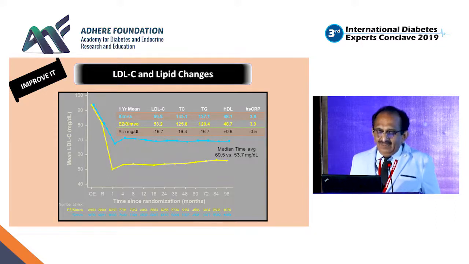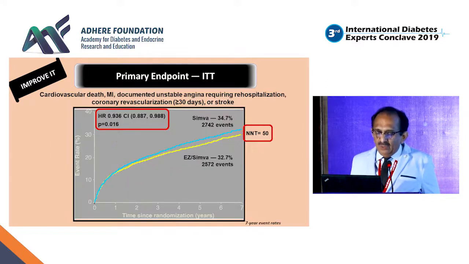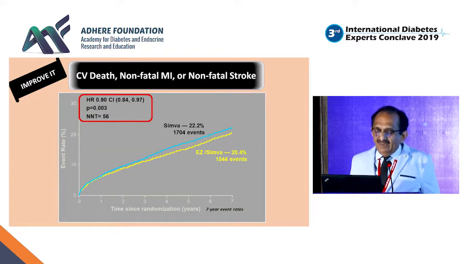Look at the data. On top of simvastatin, the IMPROVE-IT trial showed that cardiovascular death, MI, documented unstable angina requiring rehospitalization, coronary revascularization more than 30 days, and stroke, so this was a 5-point MACE, showed a very significant reduction. Number needed to treat is 50. CV death, non-fatal MI, non-fatal stroke, 3-point MACE, in IMPROVE-IT, that is simvastatin plus ezetimibe, there is a reduction of these events, and number needed to treat is 56.